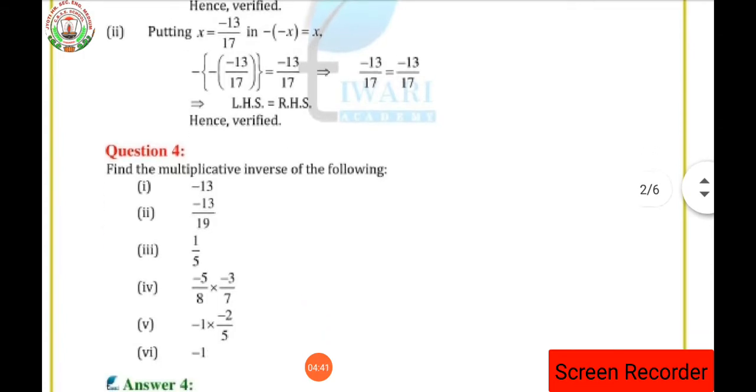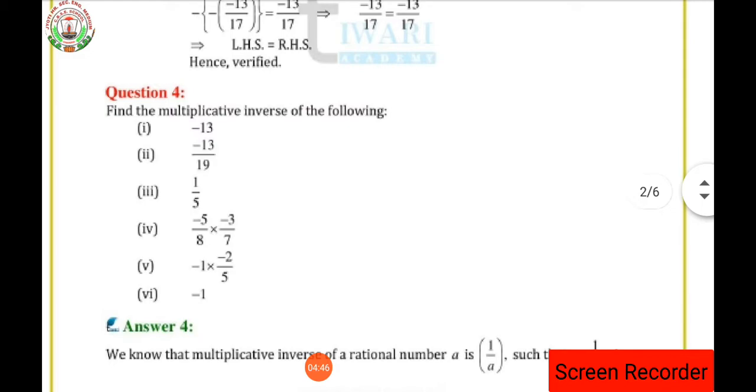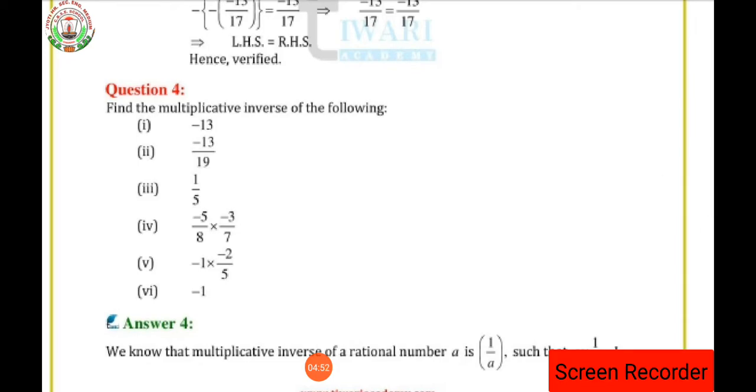Next question we are having is question number 4. In this question it is said to find the multiplicative inverse of the following. So dear student, what do you mean by multiplicative inverse? We had already studied, isn't it?